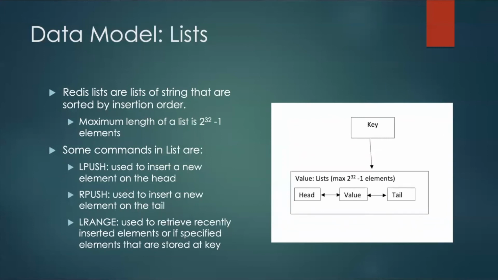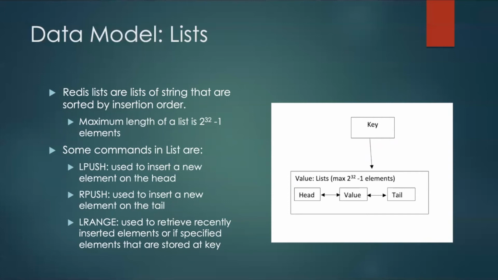Lists. So Redis lists are just lists of strings that are sorted by insertion order. So it's not sorted in alphabetical order, or ascending or descending order, it's sorted by insertion order. The maximum length of a list is 2 to the power of 32 minus 1 elements, which I believe is about 4 billion or so.